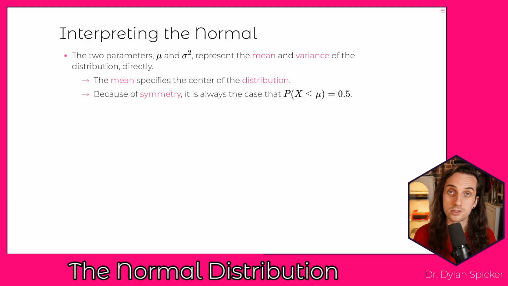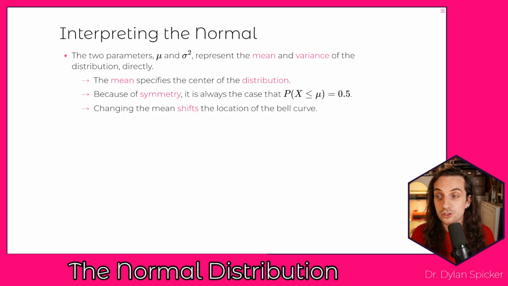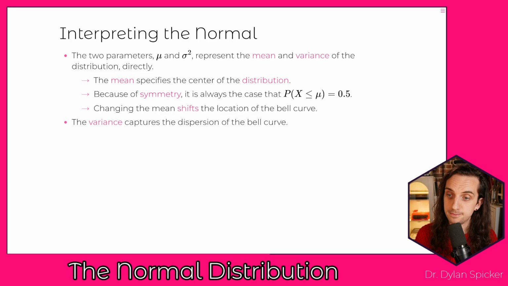Because we have symmetry, what we can say is that the probability that x is below its mean is always exactly 0.5. So there's a 50% chance that x falls below the mean. Changing the mean is going to shift the location of the bell curve, but it's still always going to be the case that there's 50% probability of being less than the mean.